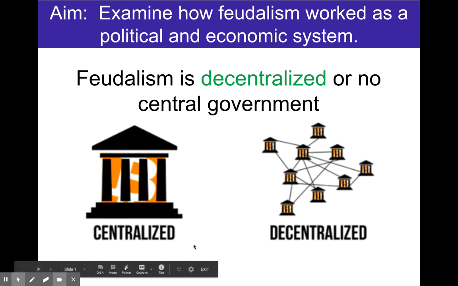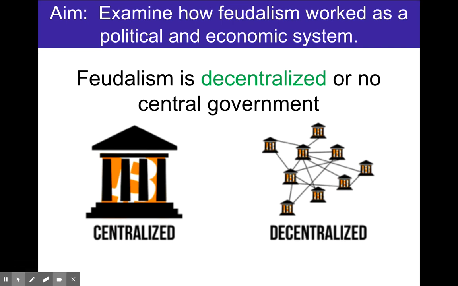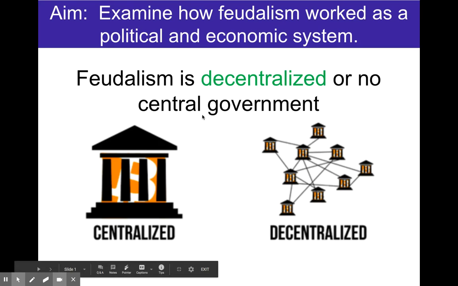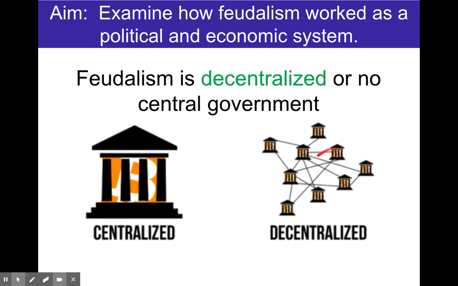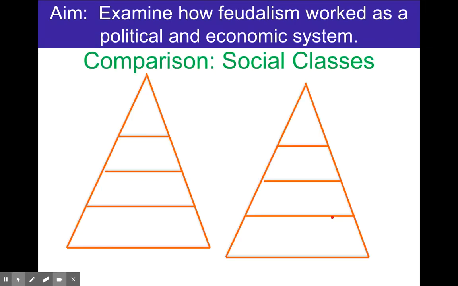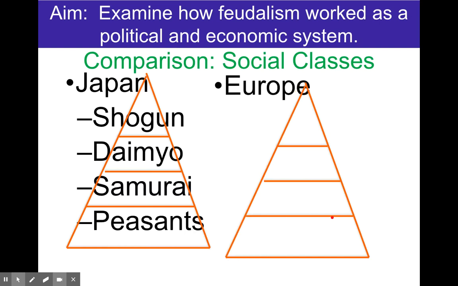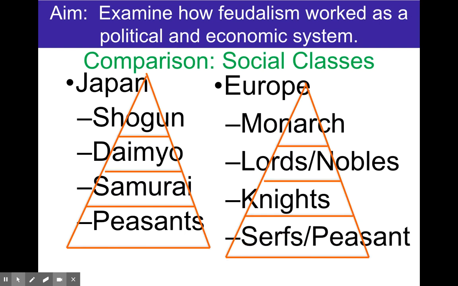They are using a feudalism system, which is decentralized. There is no central government, so more to the right. Like, this power is spread out, as you can see in, where is my pointer? Right, there we go. So as you can see here, the power is spread out. We have our social class systems. I just left Japan up there because we just finished it. But they're very similar in Europe and Japan. You have one person at the top with most of the power, and as you go down, each level gets less power.